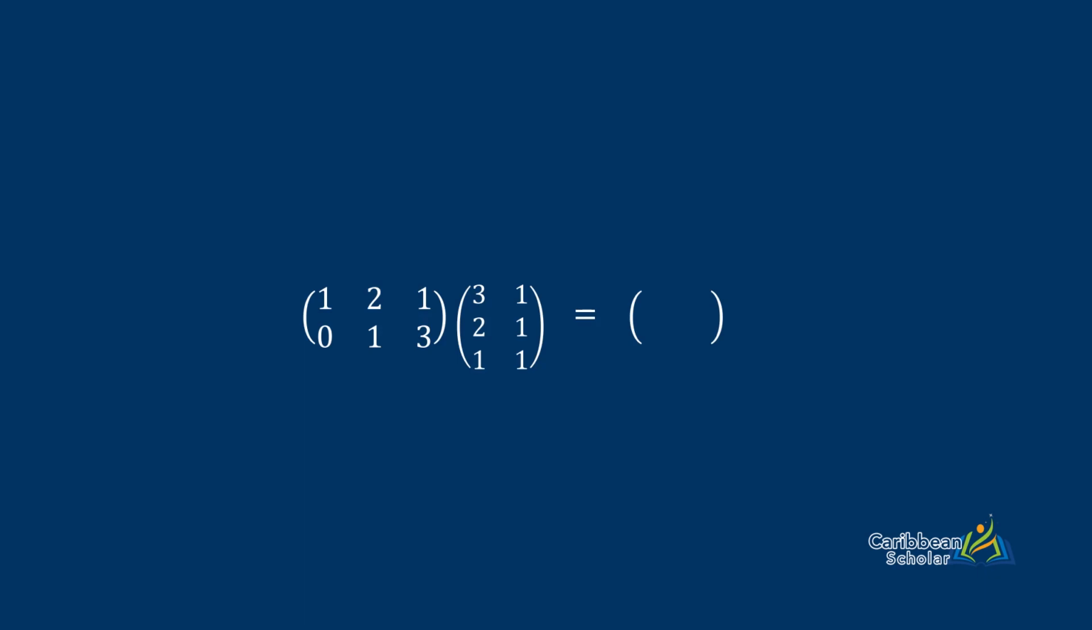So here we have a matrix A, which is a 2 by 3 matrix, and then we have a matrix B, which is 3 by 2. So since the middle numbers are both 3, we know that matrix multiplication is legal in this case, and we end up with a 2 by 2 matrix in the end.